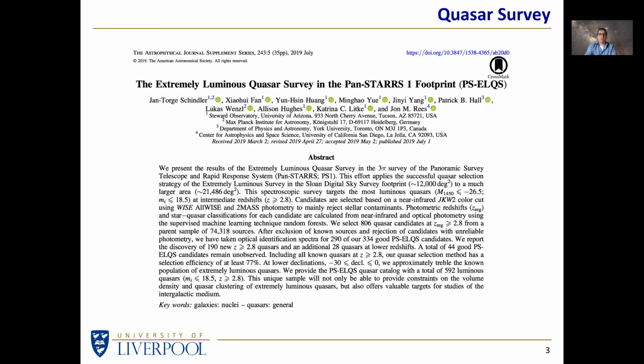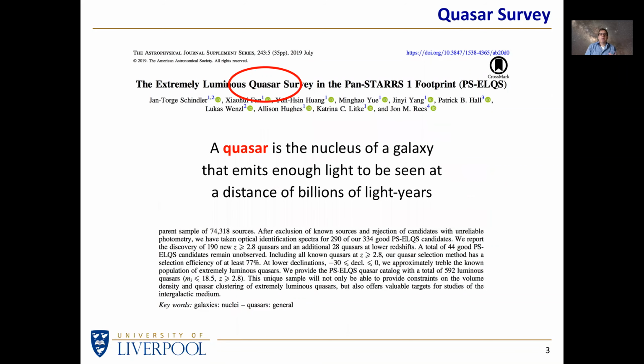So don't read this. This is just telling us that professional astronomers have surveyed a lot of these so-called quasars. Now, what are quasars? A quasar is the nucleus of a galaxy that emits so much light that that galaxy is visible from a distance of many billions of light years. So I'm going to be talking about a quasar that I've imaged. If you like, just think of it as a galaxy. It's simply a galaxy with a very active nucleus. It's probably a supermassive black hole, which is producing an awful lot of light from the region around the black hole.